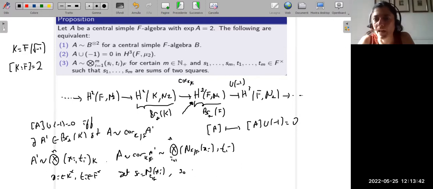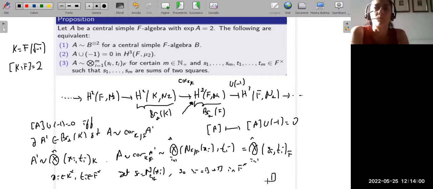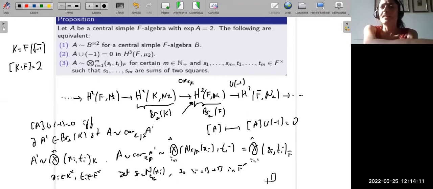So Si is non-zero sums of 2 squares in F prime. And okay, I just rewrite. This is just putting Si here. And this is what I wanted: F quaternion algebras. Okay, so this gives you the proposition. Well, okay, now you see the equivalence. Actually, I'm interested in the equivalence between 1 and 3.